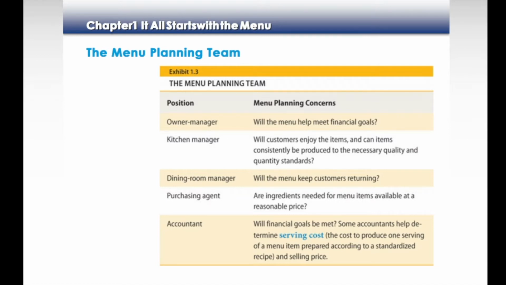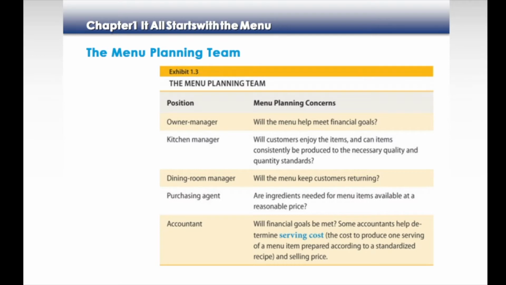And then, of course, the accountant. The accountant is the one that is setting the serving costs. That's the cost to produce the items of serving the menu item prepared according to the standardized recipe menu. We often call that the food cost of the item. And then, of course, they're also setting the selling price.